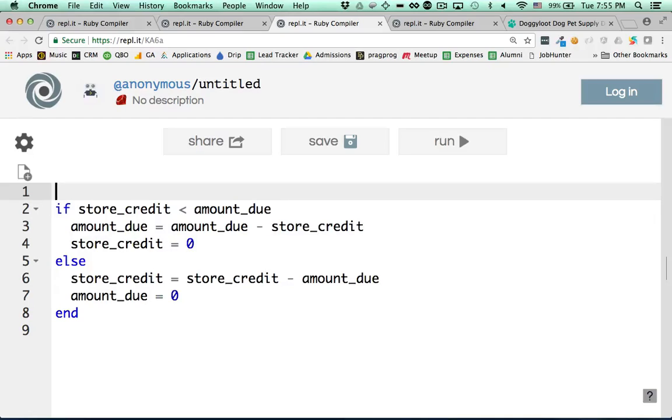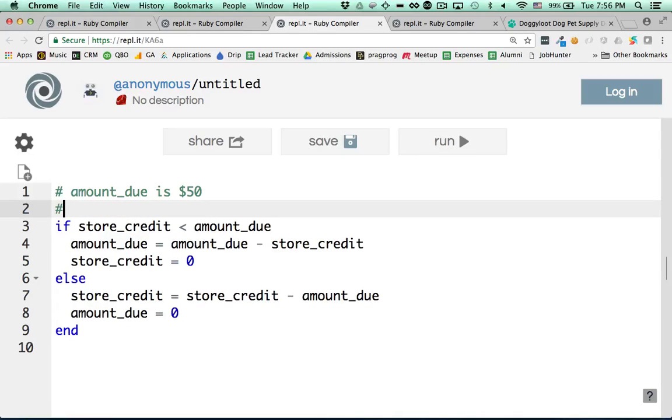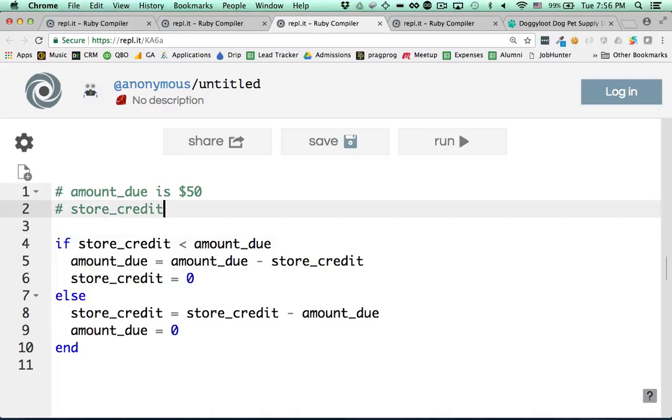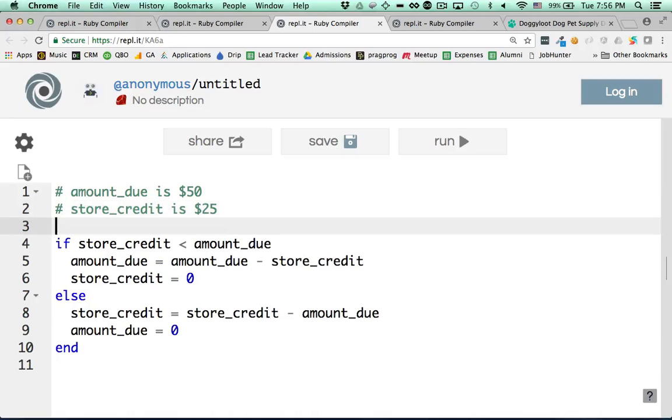So let's say that you're purchasing that deal. The amount due, you owe $50, because that's how much the psychic costs. But let's say you have some store credit, and your store credit is less than $50. Let's say it's only $25. So let's walk through this.